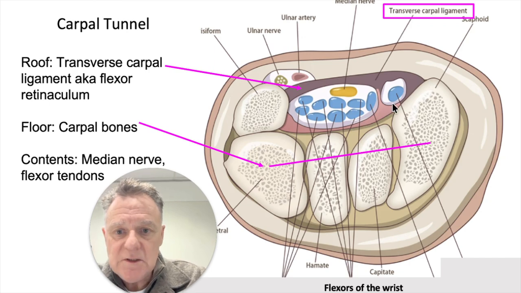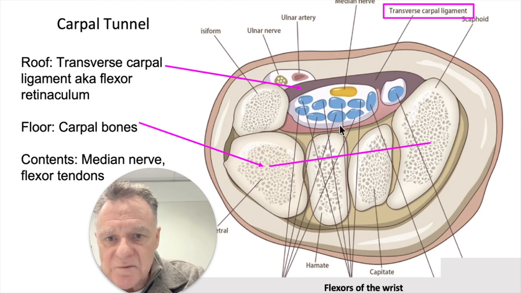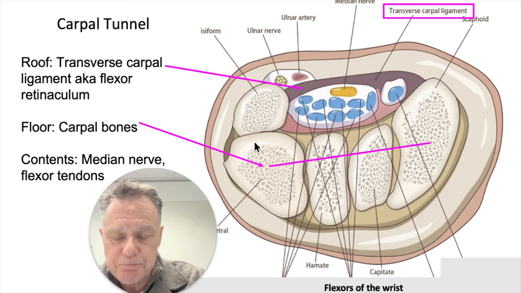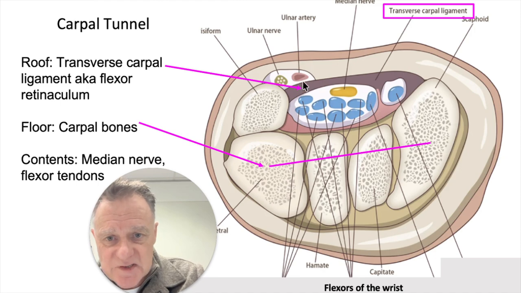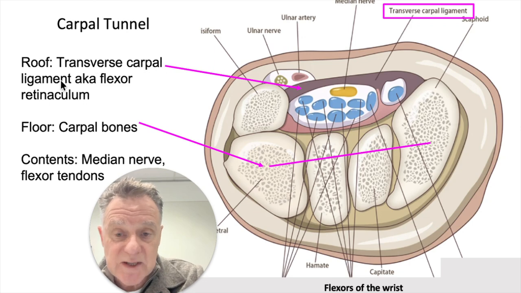Now, as a result, all of the flexors of the forearm, which are in blue here, and the median nerve will run through that tunnel. In other words, inferior to the transverse carpal ligament, but superior to the carpal bones. What that makes them is susceptible to impingement. So, for example, the median nerve can be impinged. If there's inflammation in any of these tendons, it can impinge the median nerve against the roof of the carpal tunnel, which is the transverse carpal ligament.